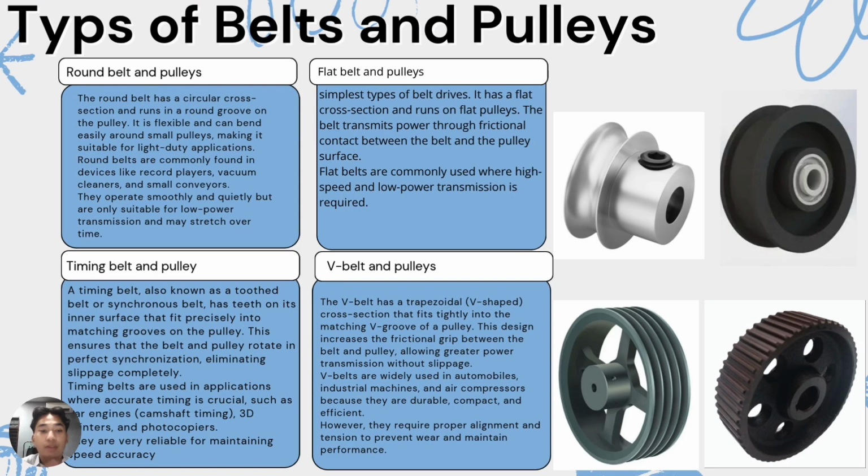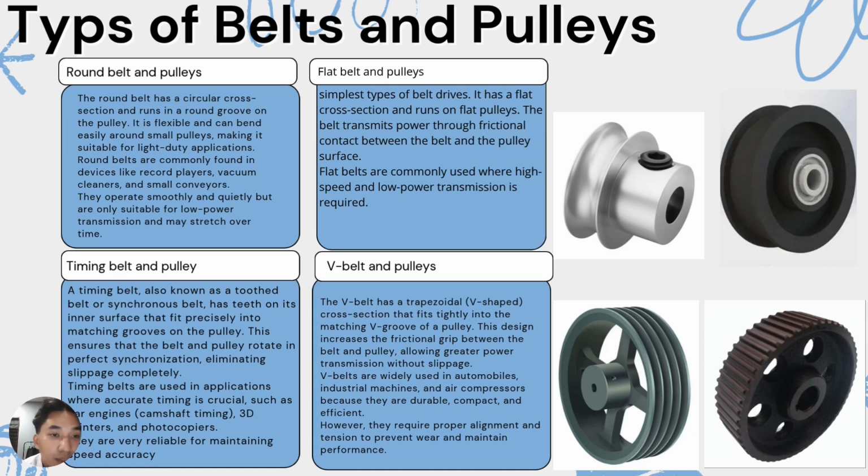There are four types of belts and pulleys, which include round belt and pulleys, flat belt and pulleys, timing belt and pulleys, and V belt and pulleys. They all have different types and different shapes.